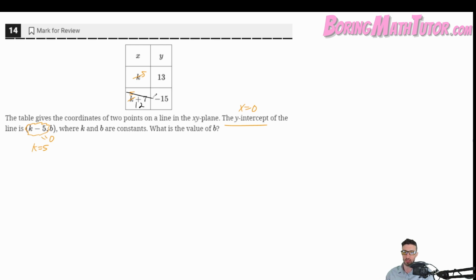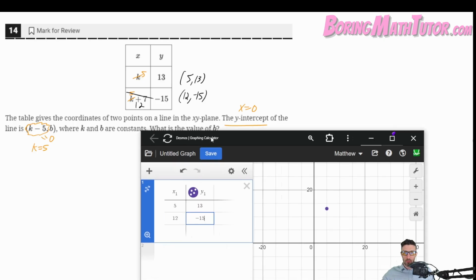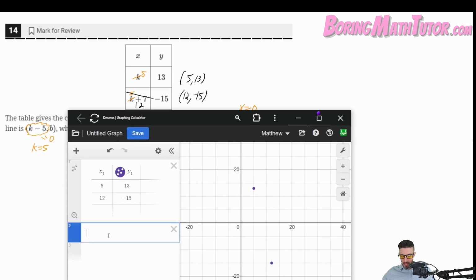So if I want to try to figure out the value of b, then I really just have to figure out how to work with the point 5, 13 and the point 12, negative 15 to figure out my b value. Activate super cheater mode. We're going to do a table. We're going to put the 5 with the 13, and we're going to put the 12 with the negative 15. And then we're going to ask Desmos, how can I make an equation using y1 as a function of x1?